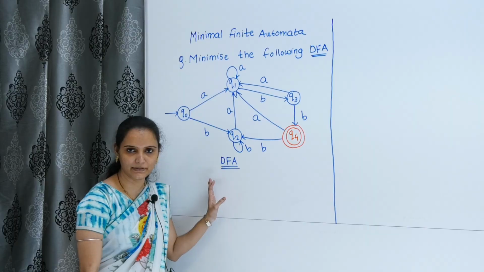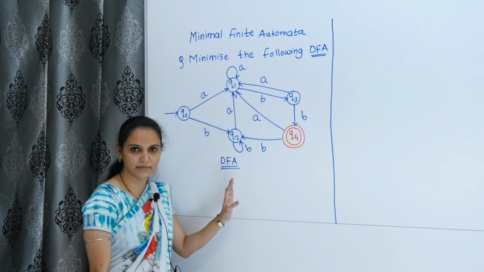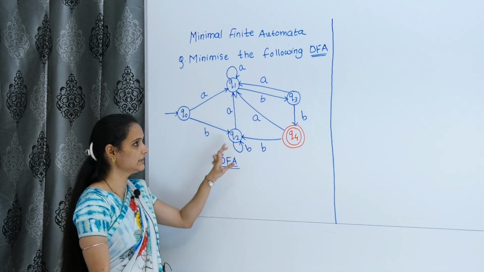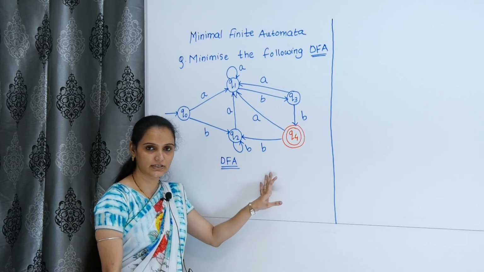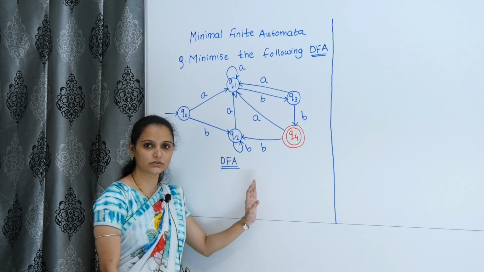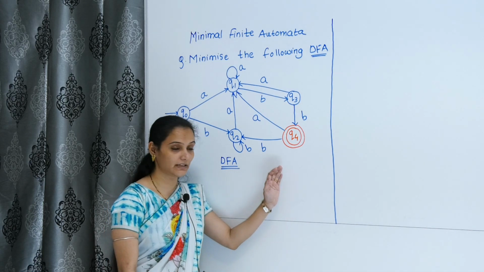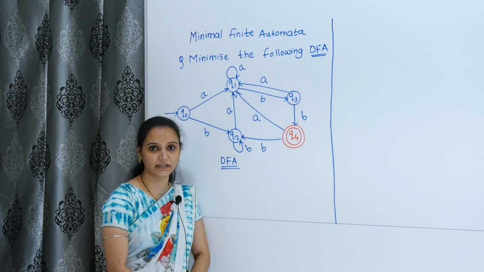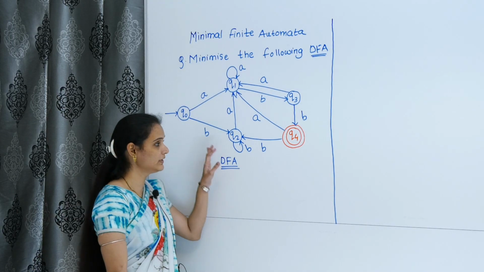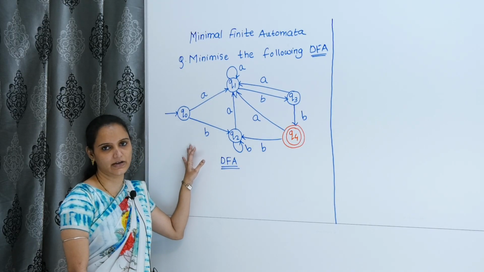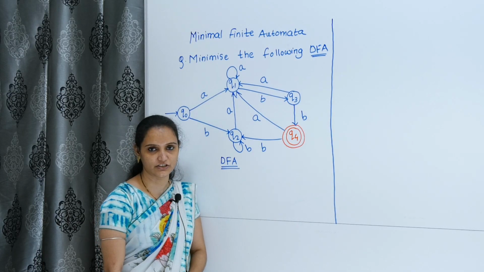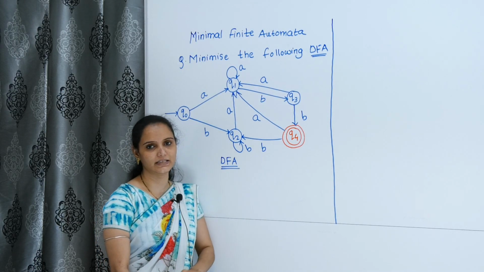Suppose one example is given, a deterministic finite automaton in which 5 states are there, 1, 2, 3, 4, 5. We are going to reduce the number of states from 5 to 4, 3 or 2. But whatever finite automaton we obtain should accept all those strings which exactly the original finite automaton accepts. It means the meaning of the language should not be changed, only the number of states is reduced.